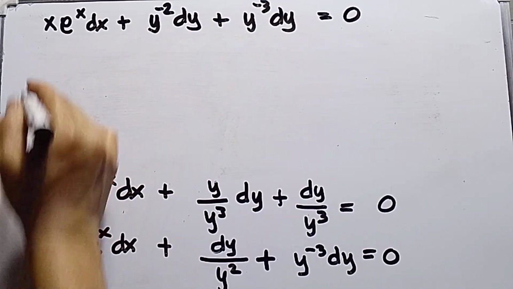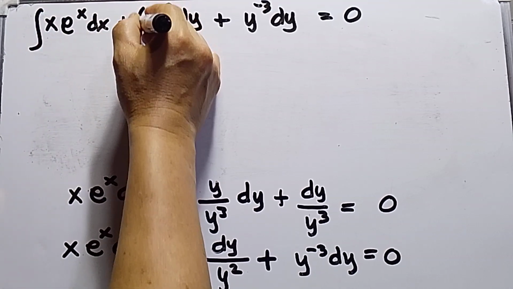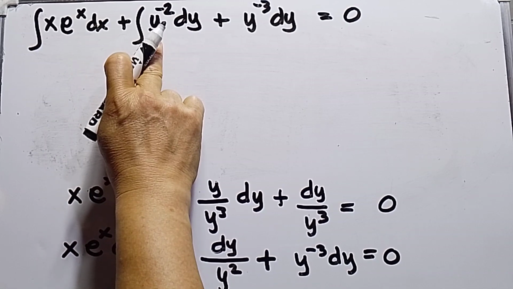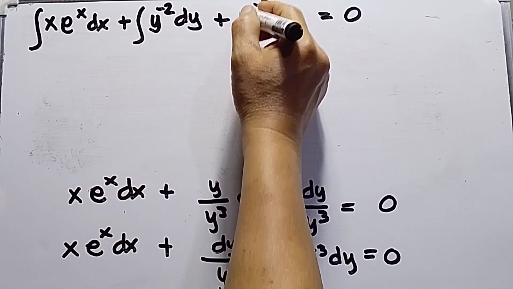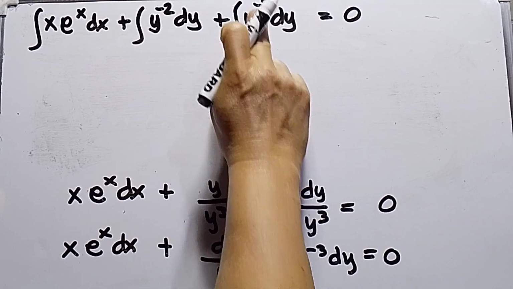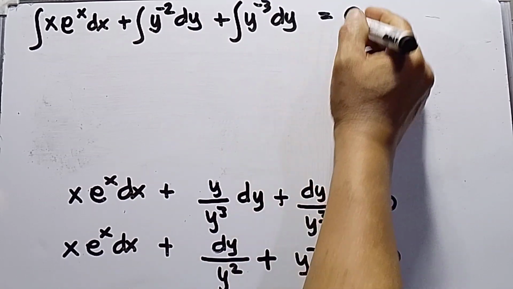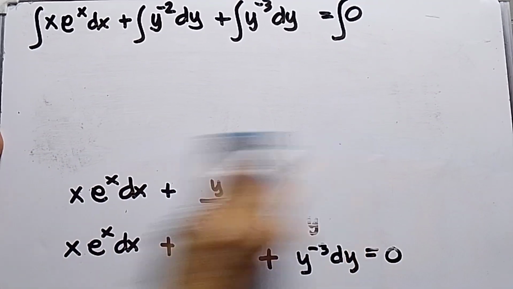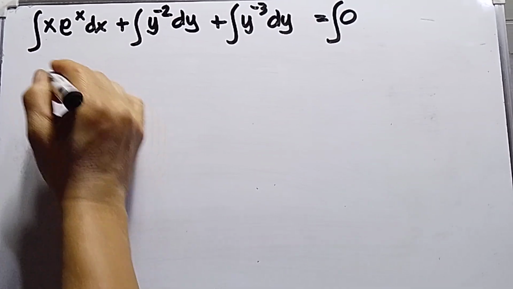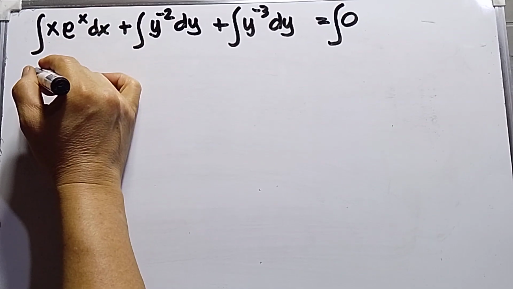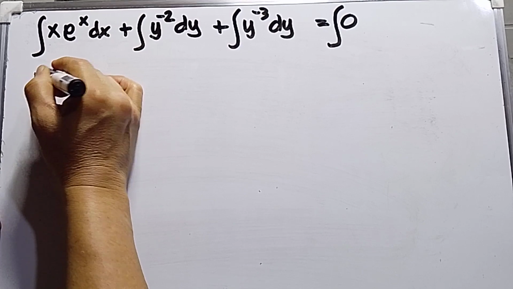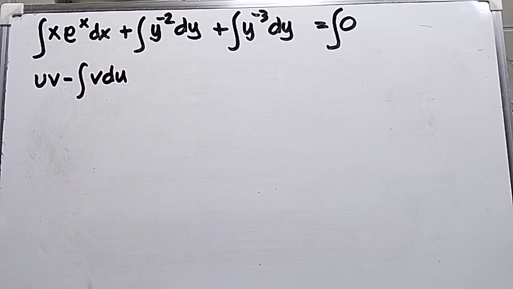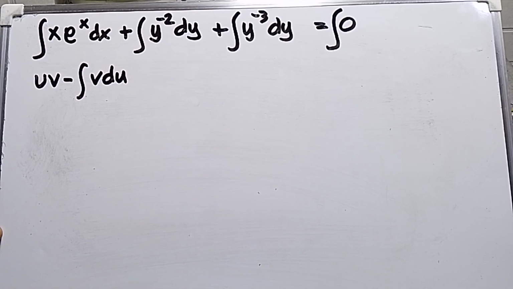Then I will integrate individually. This will be integral of x e to the x dx plus integral of y raised to negative 2 dy plus integral of y raised to negative 3 dy is equal to integral of 0. So I need to use integration by parts, uv minus integral of v du. This is the standard formula for integration by parts.